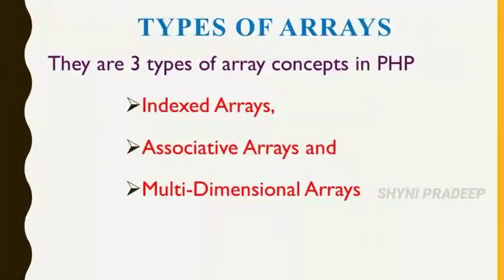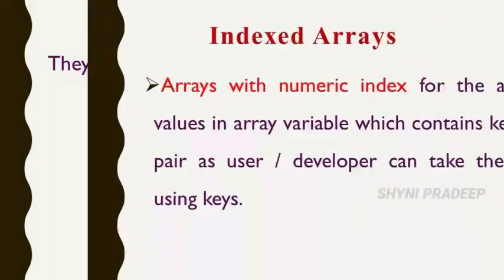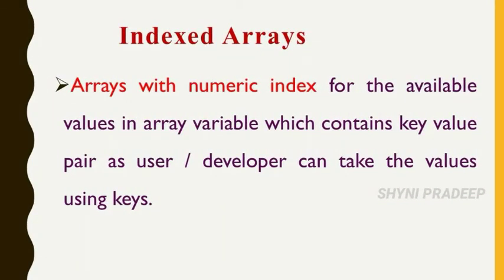Next let us see the types of arrays. There are 3 types of arrays in PHP. What are they? Indexed arrays, associative arrays and multi-dimensional arrays. So first let us see indexed arrays.